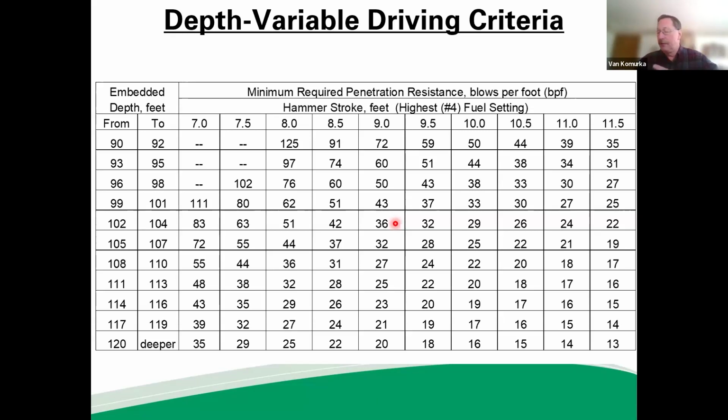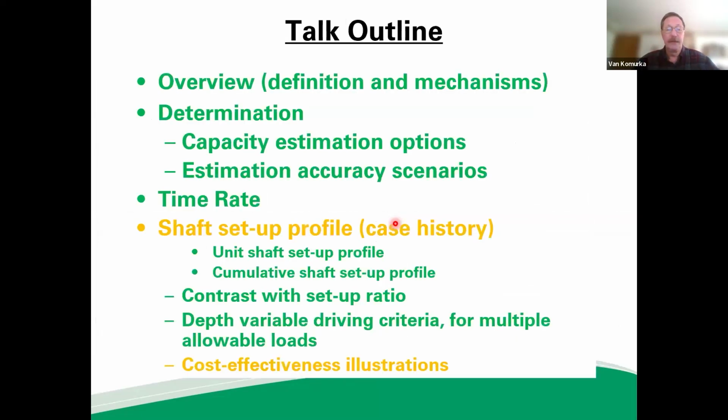And so it accounts for both spatial variability and the driving response initially, and the depth variability of the setup response after the pile is driven. So you don't drive the piles any deeper than required. So let's look at a couple case histories here, a couple of cost effectiveness illustrations.